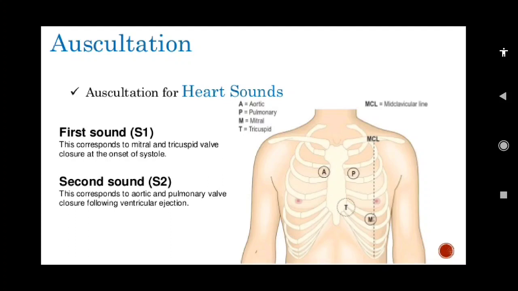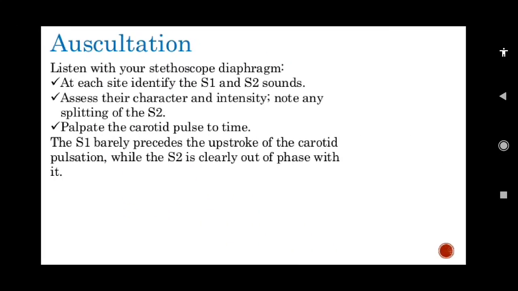The first sound corresponds to mitral and tricuspid valve closure at the onset of systole, and the second sound corresponds to aortic and pulmonary valve closure following ventricular ejection. Auscultation has to be done with the diaphragm of your stethoscope. At each site, identify the S1 and S2 sounds, assess their character and intensity, note any splitting of the second heart sound, and palpate the carotid pulse to time any difference between S1 and S2.